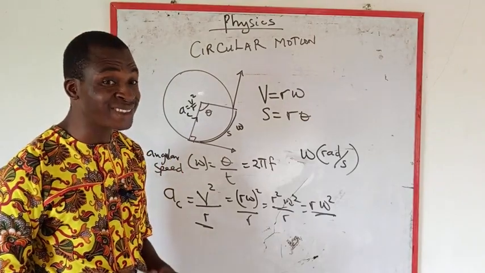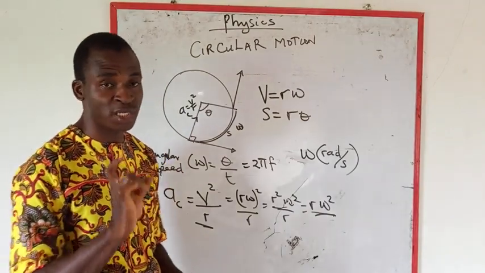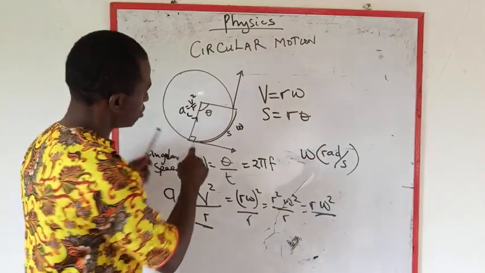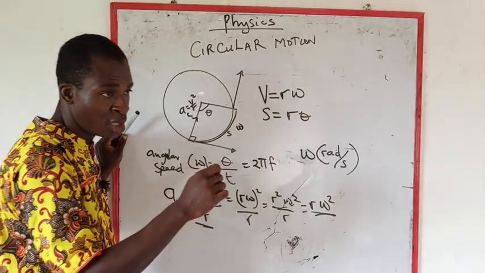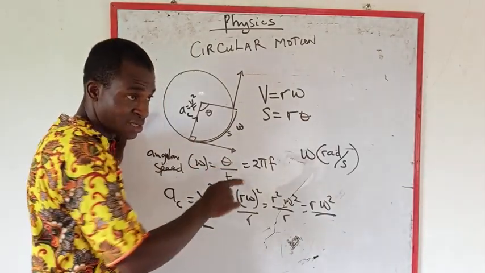In fact, we also have what we call tangential acceleration, but I don't want to bring it here now. Tangential acceleration, what you are seeing, there's acceleration like that, this is tangential. The line that touches the circle is the tangent.